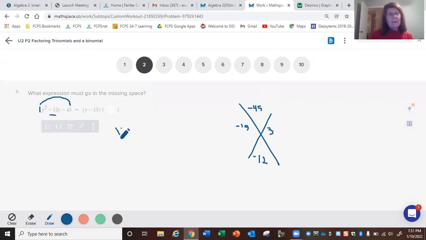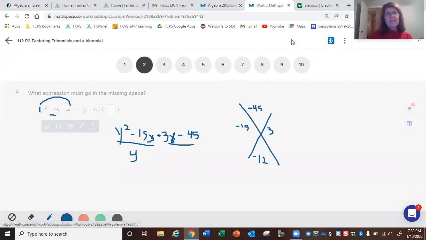So I'm going to write this as y squared. The first one stays the same. And I've got minus 15x plus 3x, and then minus 45. Then I'm going to divide out the common factors. These are actually y's. My common factor here is a y. They both have a y.